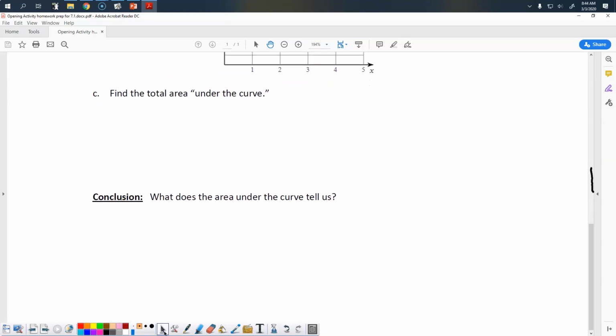Conclusion. So what does the area under the curve tell us? What did anybody put there? I'll take that as an answer.